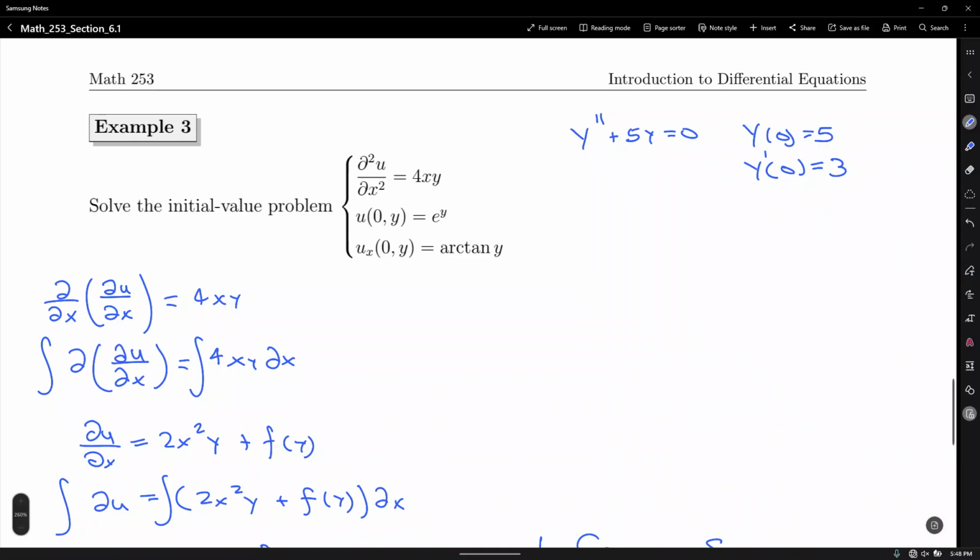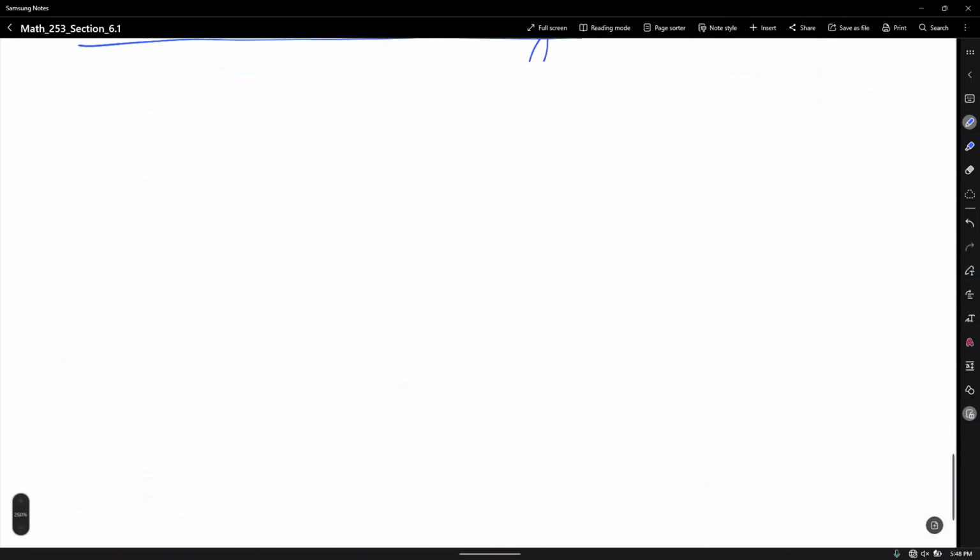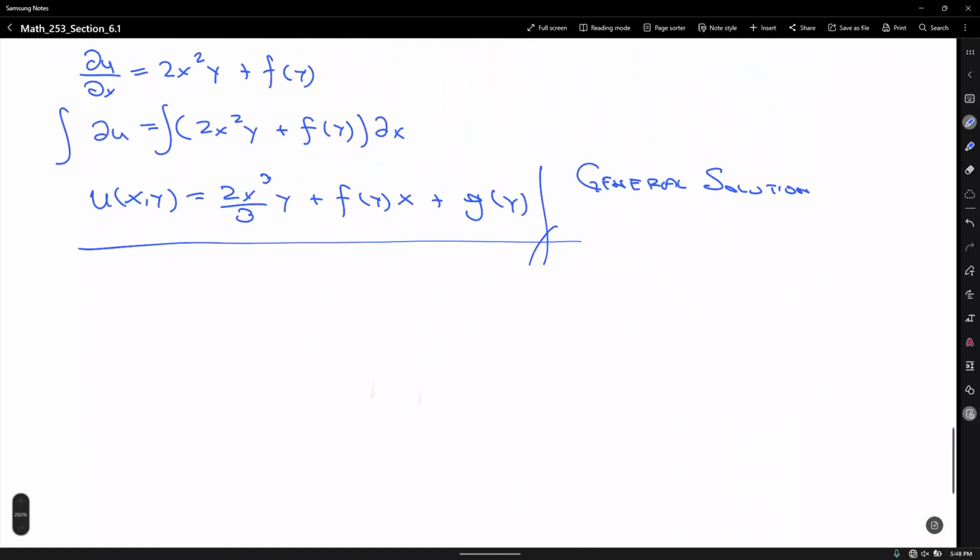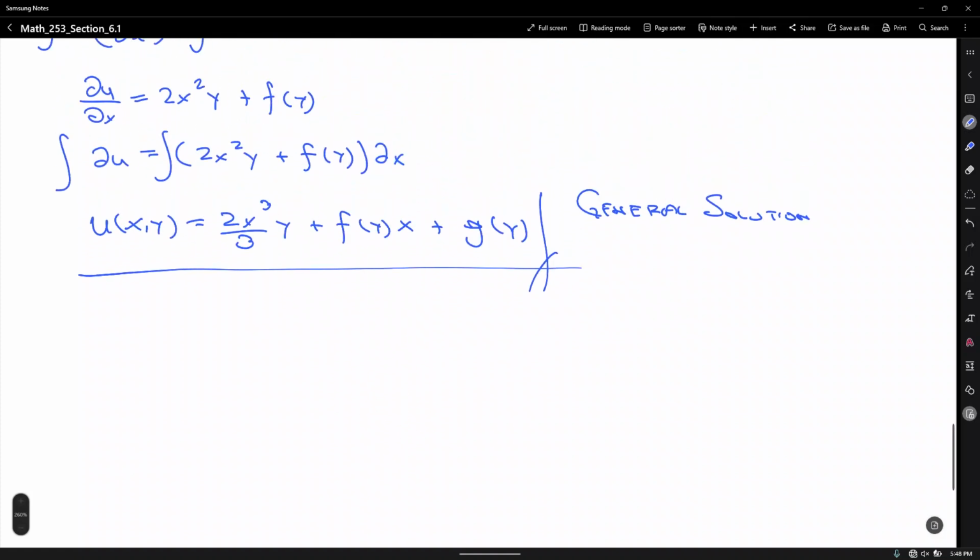Well, what are we going to do? We're going to evaluate at (0, y) and set it equal to e to the y. How are we going to do this? Check this out. This is new for you guys. It's essentially the same process we did before, but this might be new due to the number of variables we're handling this time. But essentially it works the same way.